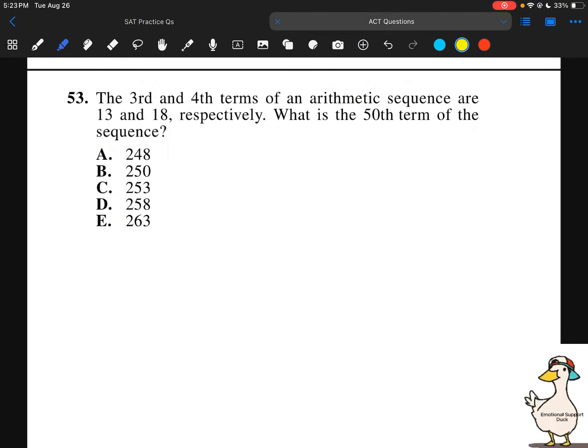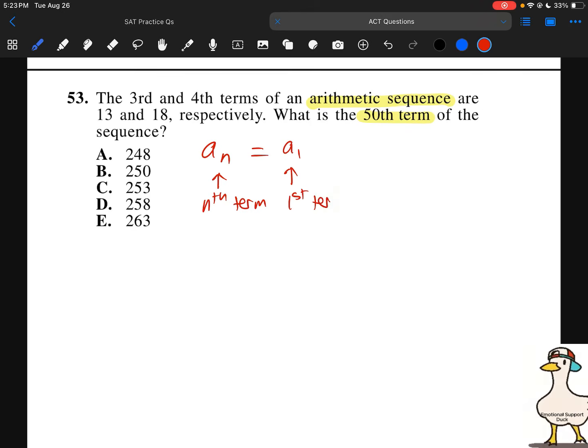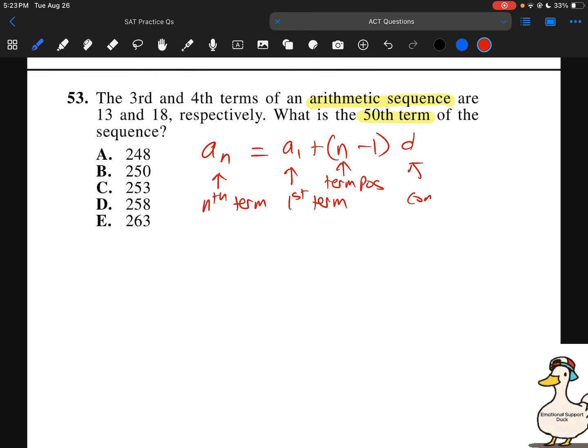So for this question, we were given some type of arithmetic sequence, and you need to know what is the 50th term. So the formula for arithmetic sequence is a sub n, where this is your nth term, is equal to a sub 1, which is your first term, plus n, which is your term position, minus 1 times d, where d is your common difference. But the question only gives us the third and the fourth terms.